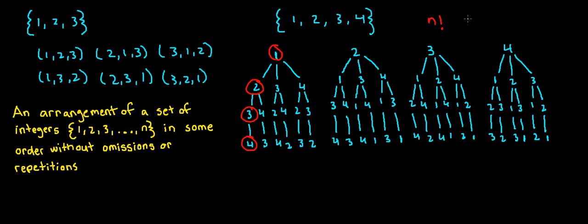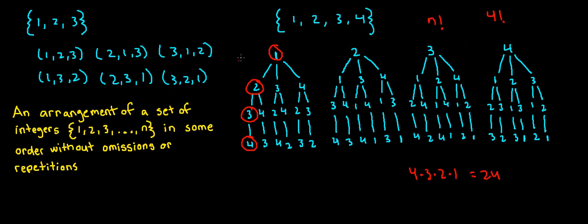So n factorial is just n times n minus 1 times n minus 2 times n minus 3. So for this it would be 4 factorial. 4 times 3 times 2 times 1. 4 times 3 is 12, times 2 is 24, times 1. So there are 24 different permutations. And we can see it like this.